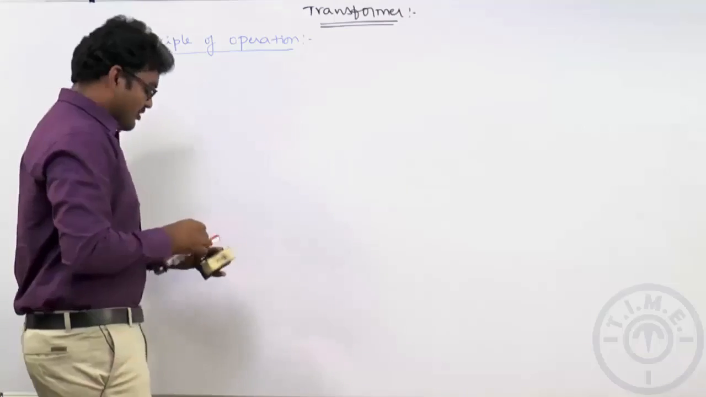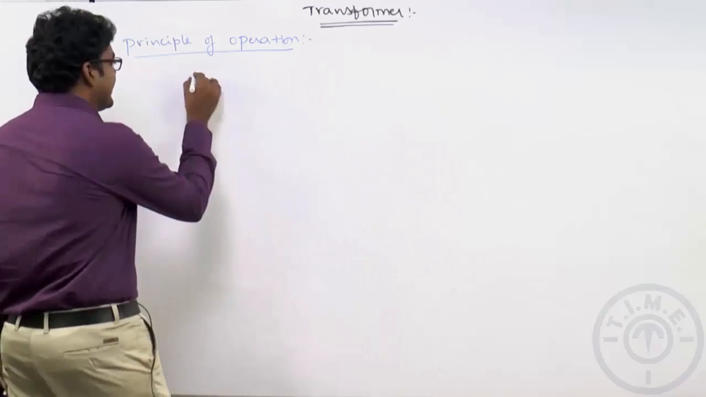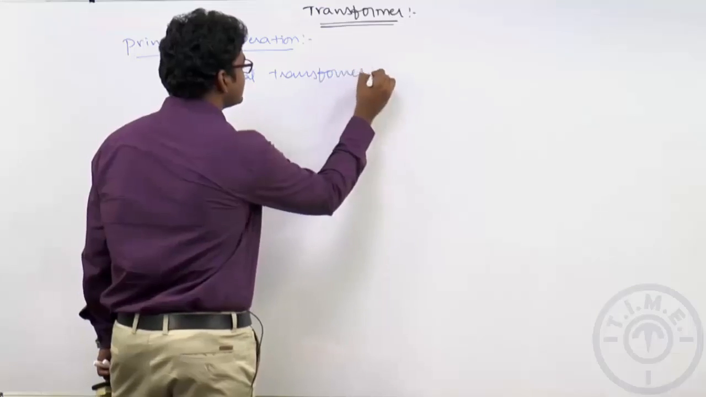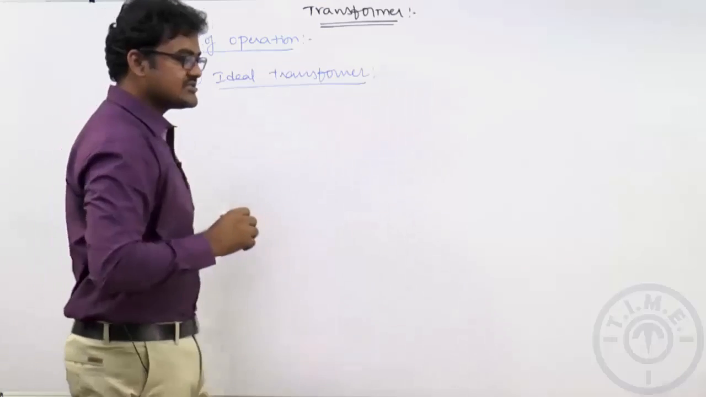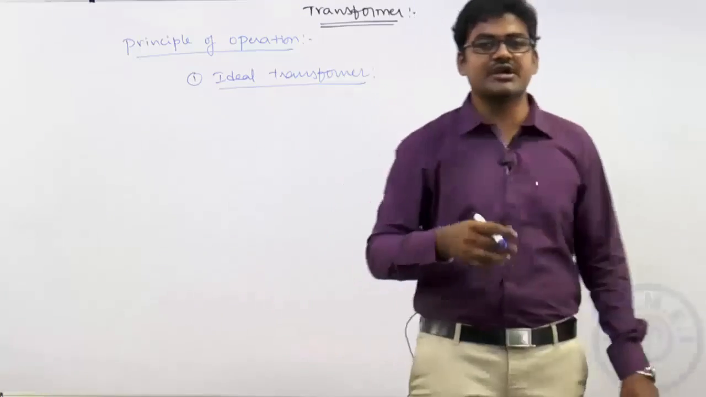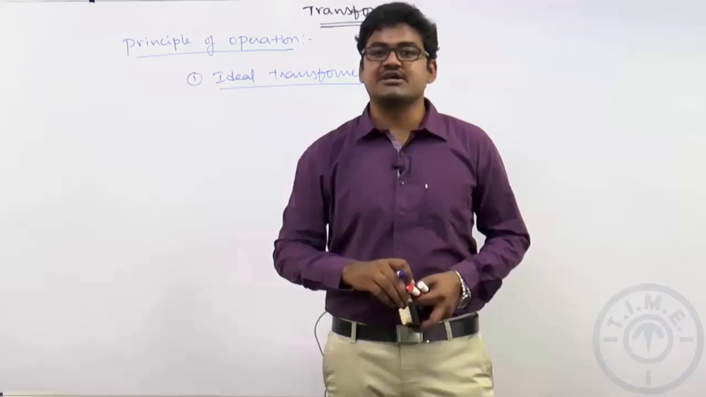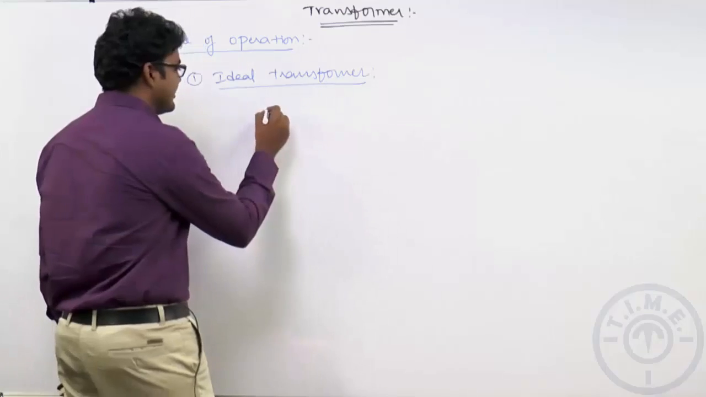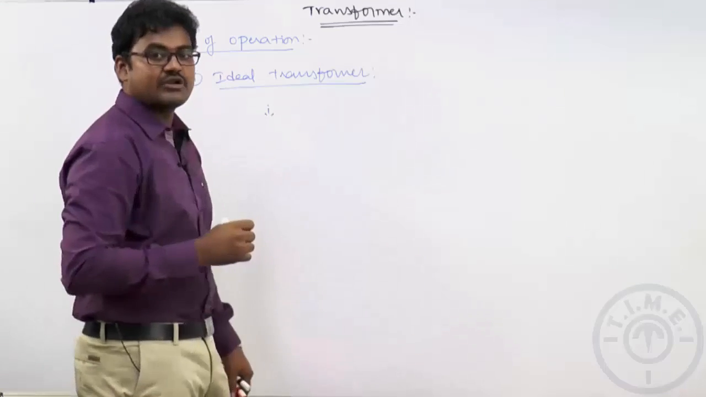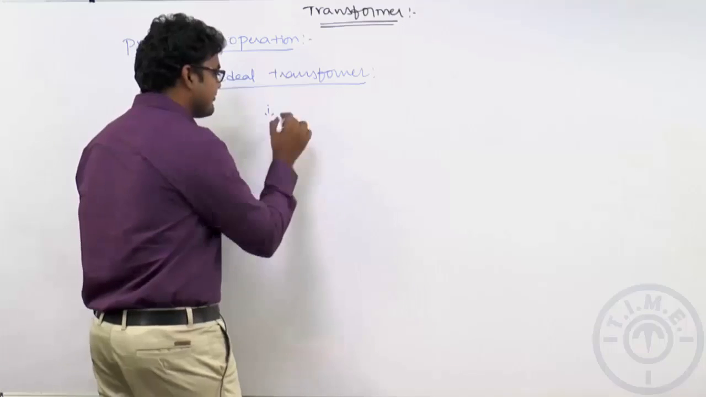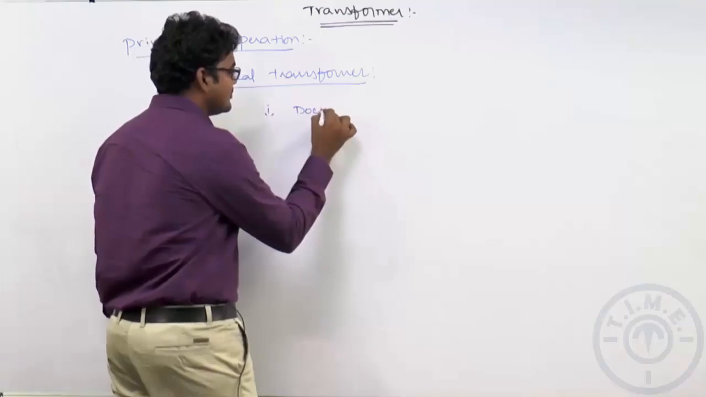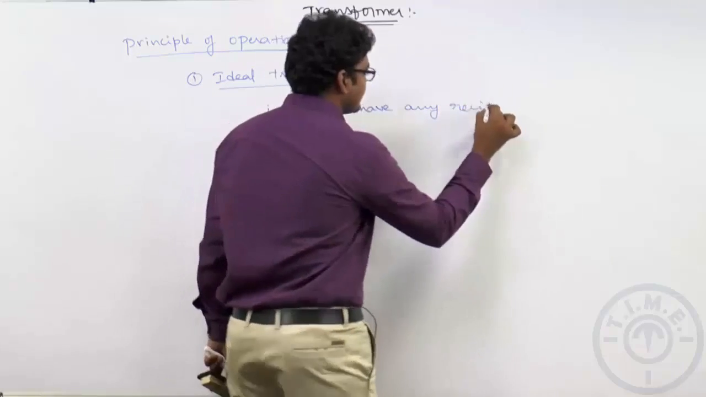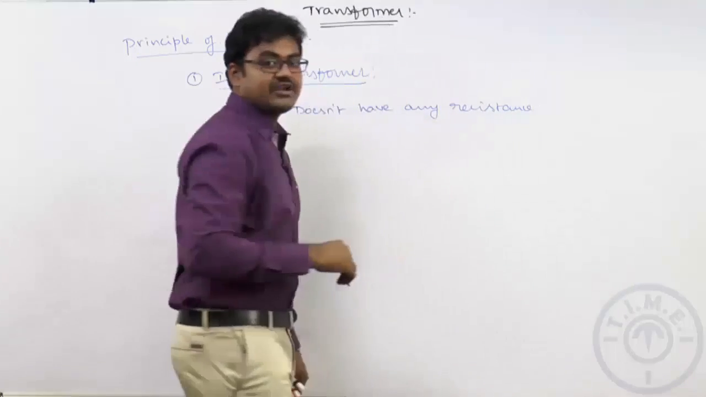And for this principle of operation, first I would like to consider an ideal transformer. What are the ideal conditions when the transformer will become ideal? What are the conditions that must be satisfied to assume a transformer as an ideal one? The first condition is, we will assume the winding of the transformer does not have any resistance. There is no resistance for the winding that you are considering.